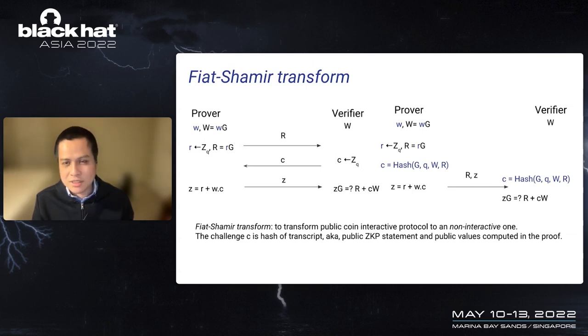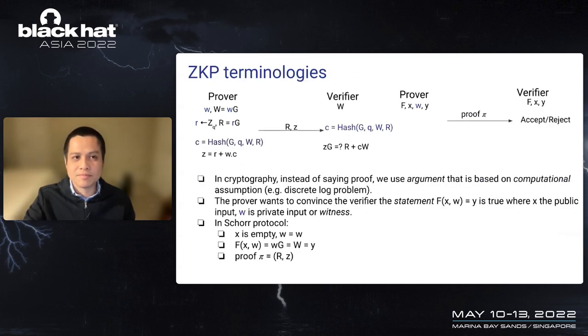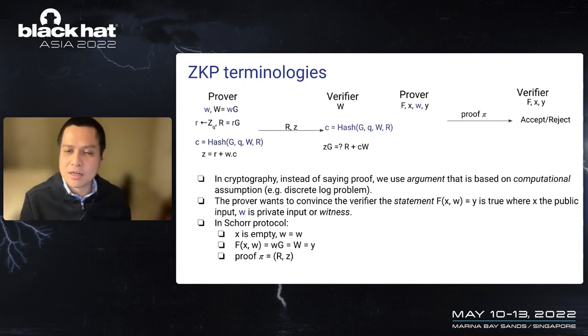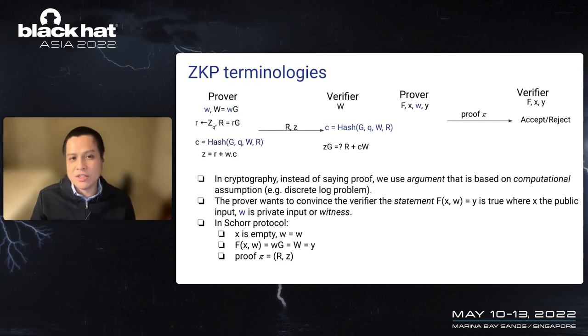We're not going to discuss this, but what we've learned is that we can compute the hash of the transcript, basically the public input and everything, and that will be the challenge from the verifier to the prover. It's called the Fiat-Shamir transform. Okay, so now we have learned a concrete protocol. Now I will show you the general terminology that hopefully you will understand more when you read papers in zero knowledge proof.